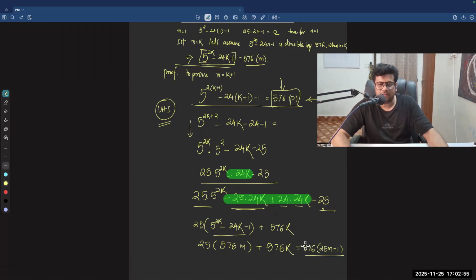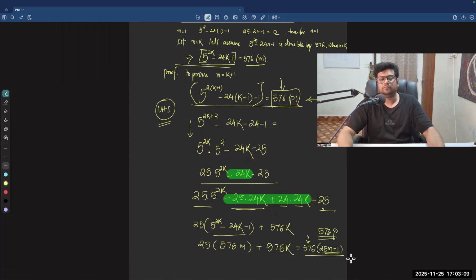And yes, 576 multiplied by some integer is this expression. So you have come to 576p right there. Done. And that again is the way to do it. The only trick here was to bring your inductive hypothesis into your proof.